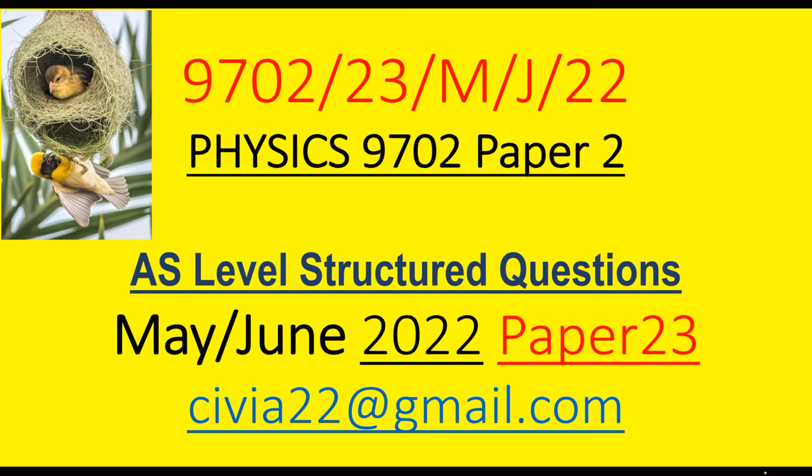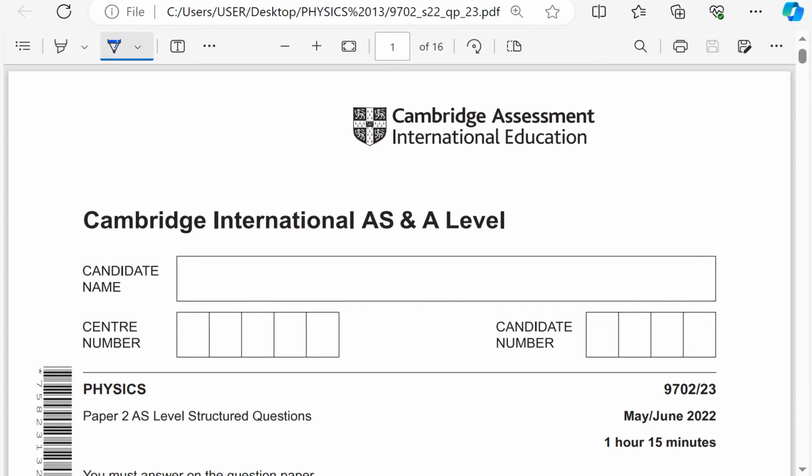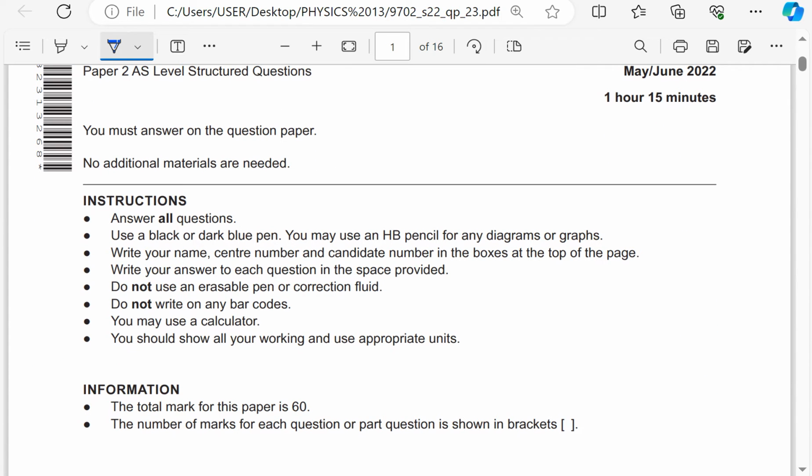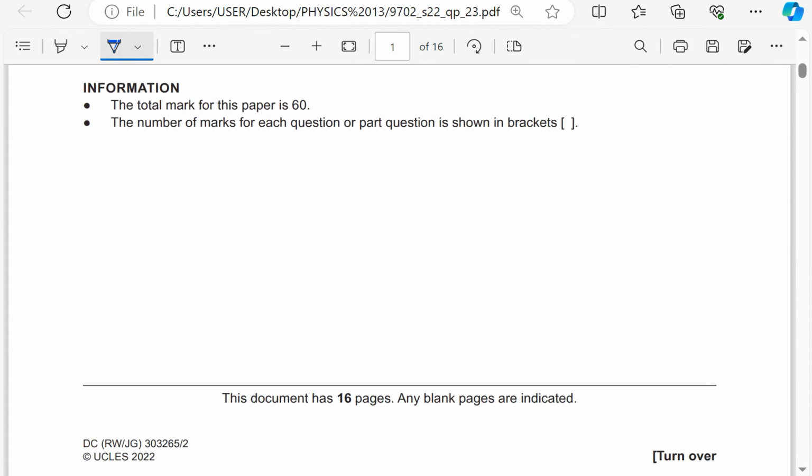Today I'm solving 9702/23, May/June 2022. This is AS level structured questions, specifically Cambridge past paper questions. Without wasting time, I would like to take you to the question paper. My student in India asked me to solve this particular paper because of a few questions. There were three questions, so instead of answering just those three, I decided to solve the whole paper. I'll not go through the instructions. You can read through them since you are used to them.